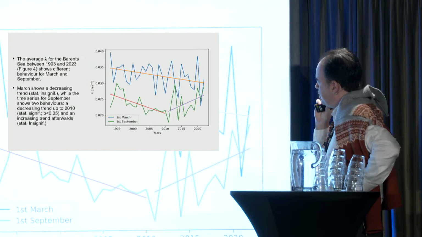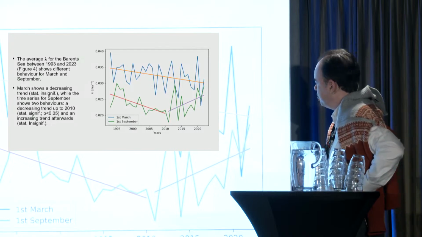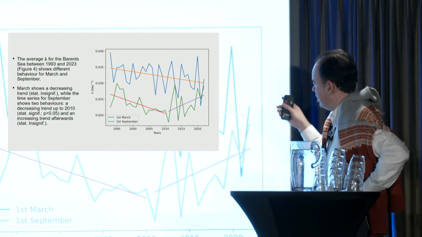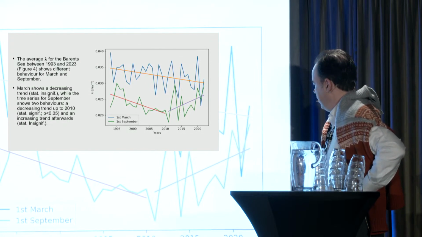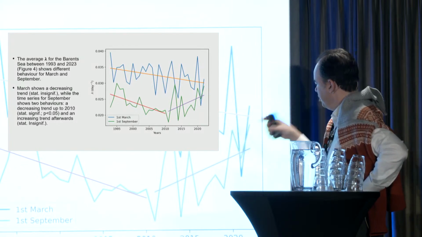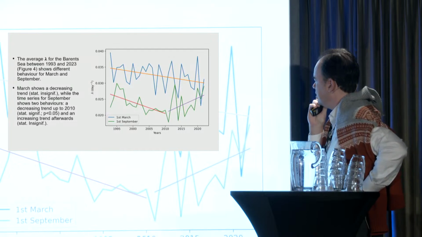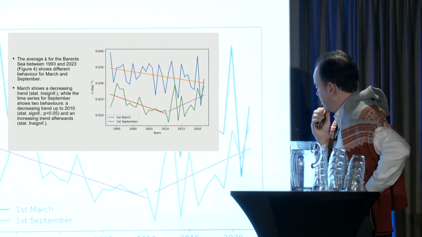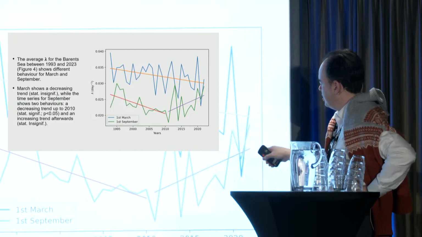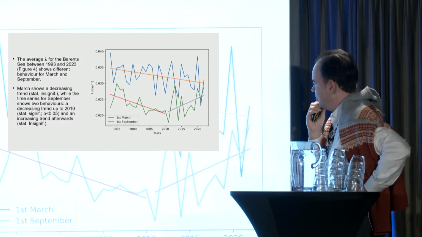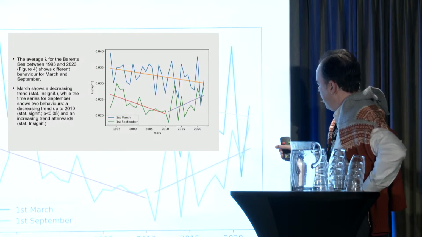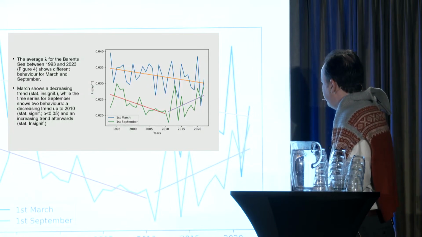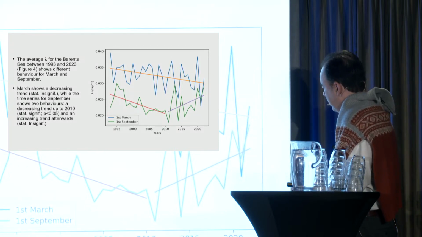So this is just a spatial average for the Barents Sea. I'll admit I haven't looked into detail yet for the Barents Sea, but you can see that there are stark differences in the spatial average between March and September. For March, during the years that we analyzed, we have a slight decreasing trend. However, for September, we can see that around 2010, there is a break in the trend. Before 2010, we had a decreasing trend that's actually statistically significant, but after 2010, we can observe an increasing trend. This is something that I'll be looking at in the coming steps of this work.